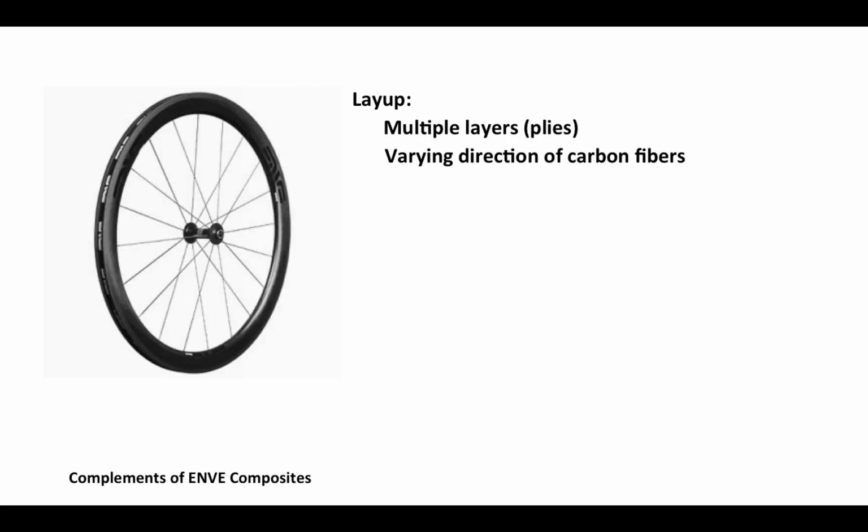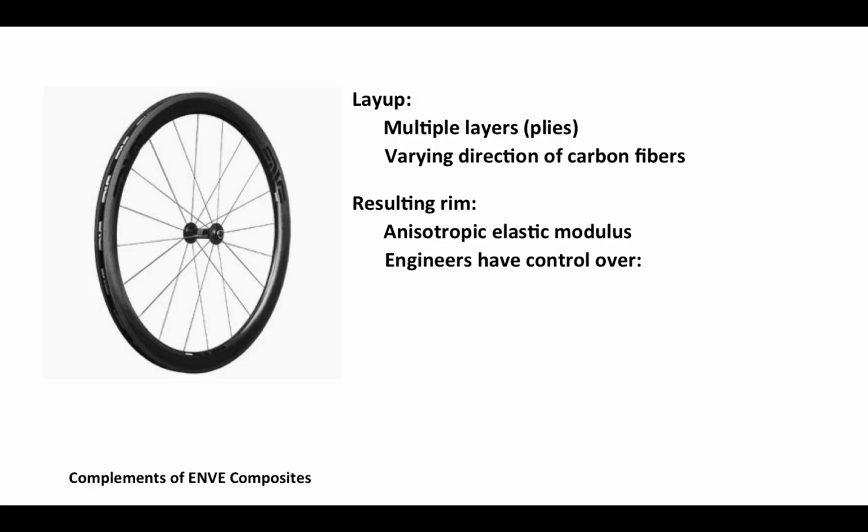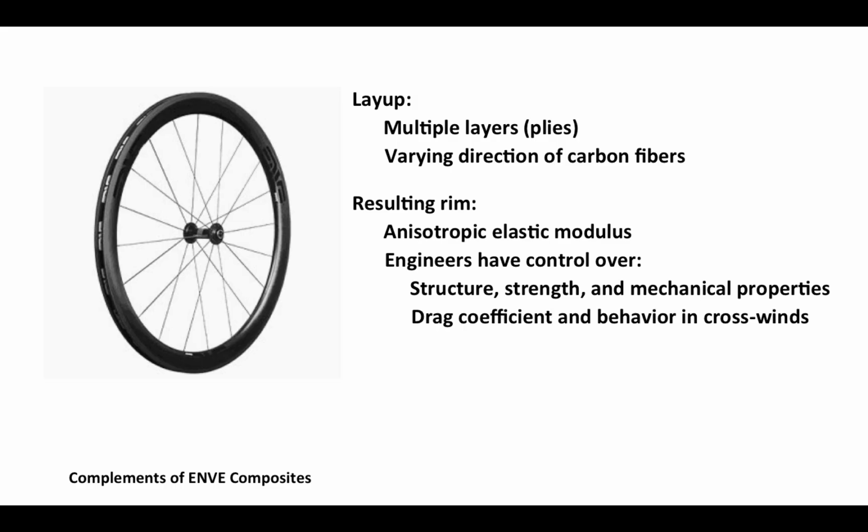The layup of the carbon fiber rim involves applying multiple layers or plies, and there is a lot of opportunity to vary the direction of the carbon fibers to yield a particular desired characteristic. This results in a rim that has an anisotropic elastic modulus, that is, it is not the same in all directions. But this process gives engineers complete control over things like the structure, the strength, and mechanical properties of the rim, and it allows for a perfect reduction of the drag coefficient and ideal behavior in crosswinds.